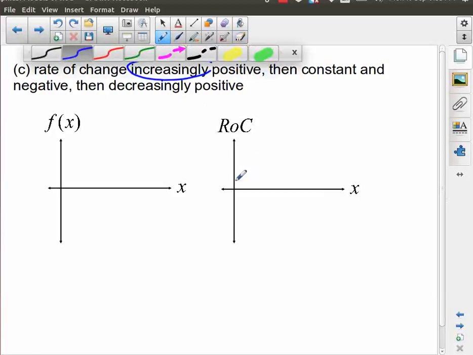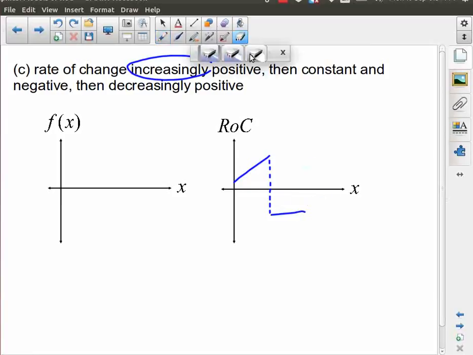Now I'm still going to make that a straight line. So now it's increasing along a straight line. Let's see if I can do a slightly better job of that. So it is increasingly positive. Then it is constant and negative. So the way that I do that is I bring it down here to the negative, constant and negative, for a horizontal line.